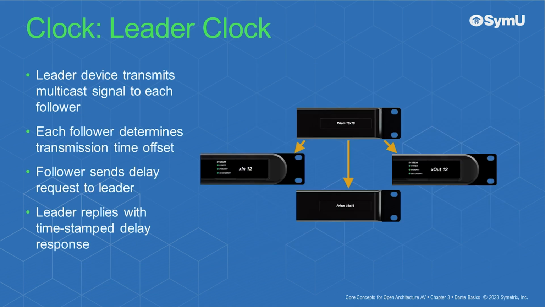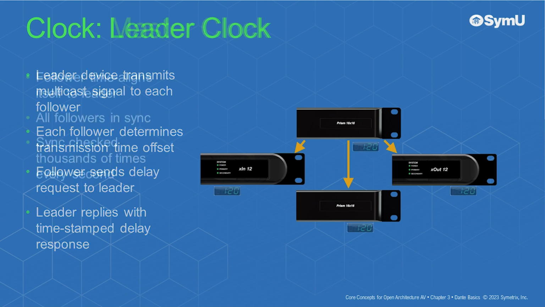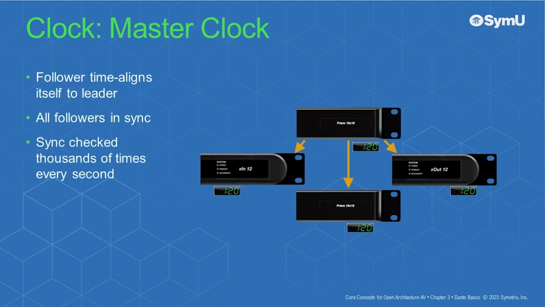After a leader device is selected, it transmits a multicast signal to each follower to keep them in sync. Each follower determines the time offset caused by transmission delay. The follower sends a delay request to its leader. Then the leader replies with a time-stamped delay response message. Next, the follower time aligns itself to the leader, and all followers will be in sync. The sync is checked thousands of times every second.